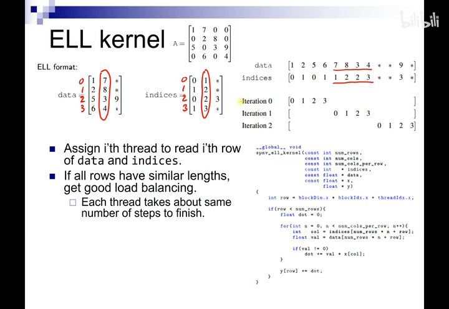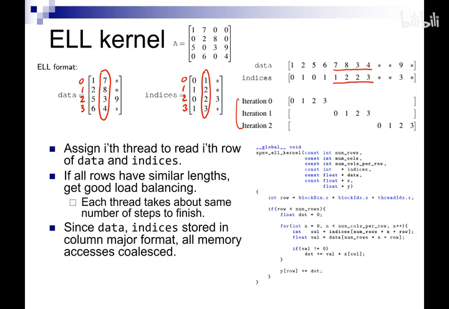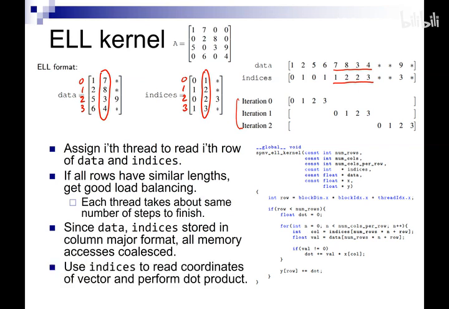Okay, so that's what's being represented in this picture down here. It's saying that in the first iteration of the 4 threads, these are the locations, the 1, 2, 5, 6 that we're accessing. And in the second iteration, we're going through the 7, 8, 3, 4, and so on. So what you see is that by using this column major format, all of our memory accesses to the matrix are coalesced.